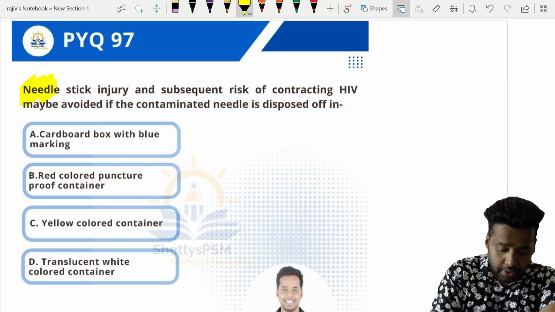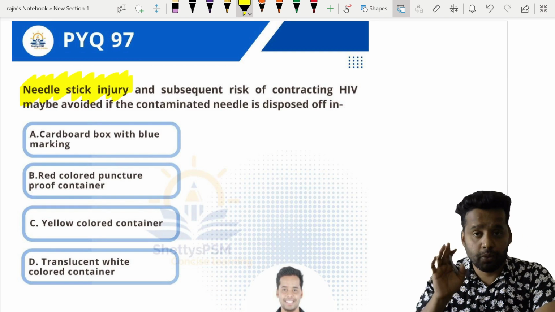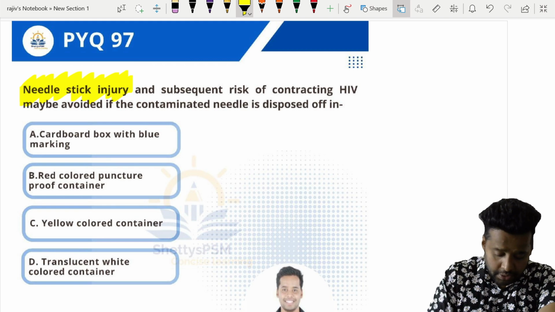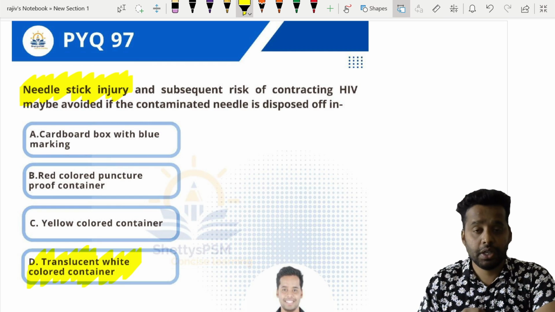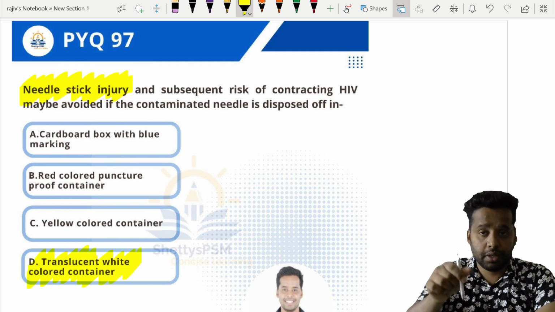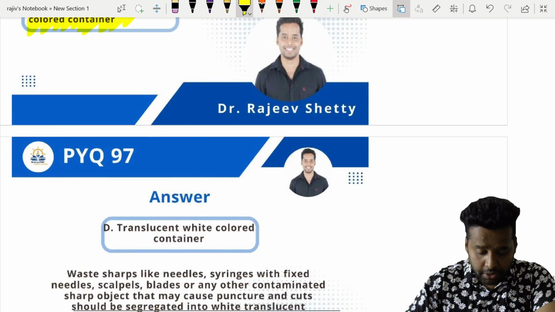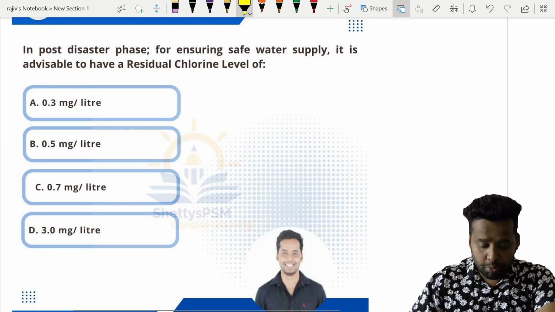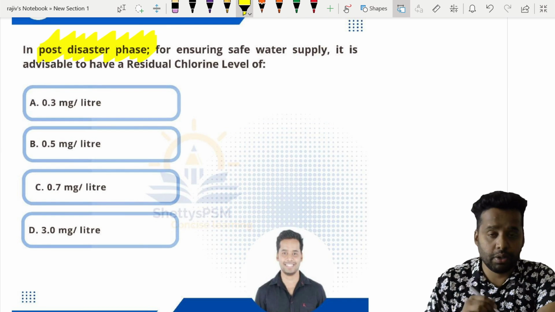Needle injury we have to avoid by disposing the needles in what container? This is the question. Answer is sharps will go in white container. Anything which can cause cuts or puncture wounds like scalpel or sharps like needle, they have to go in white puncture proof container.